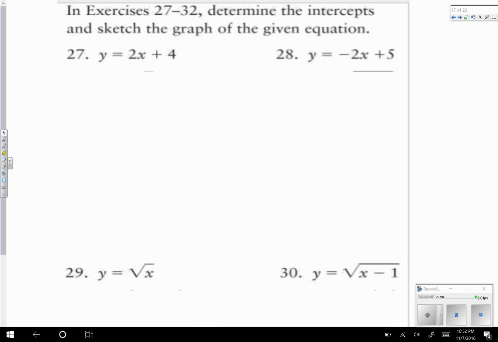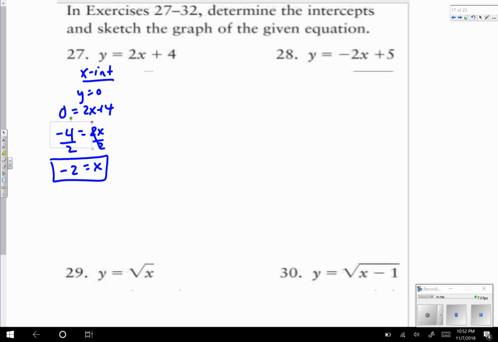Okay. Next one, determine the intercepts and sketch the graph of the given equation. So to find the x-intercept, you make y equal to 0. So we're taking the y, we're setting it equal to 0. So 0 is equal to 2x plus 4. And then you solve, right? So subtract 4 from both sides. So you get -4 is equal to 2x. Divide both sides by 2. And this is -2 is equal to x. So here is your x-intercept.